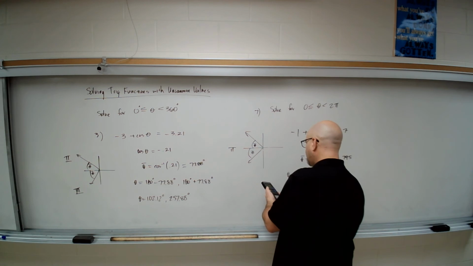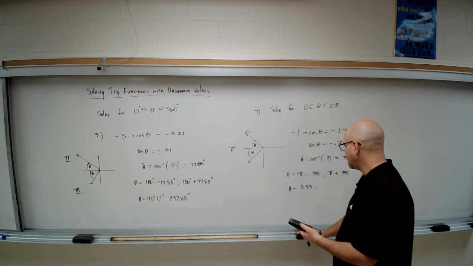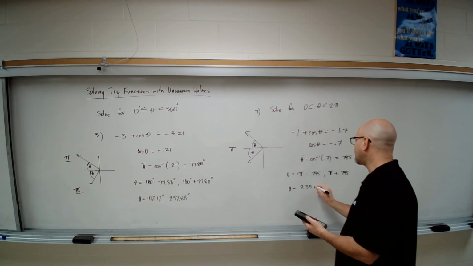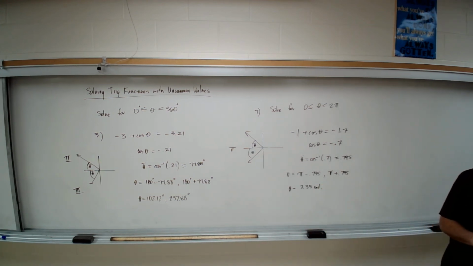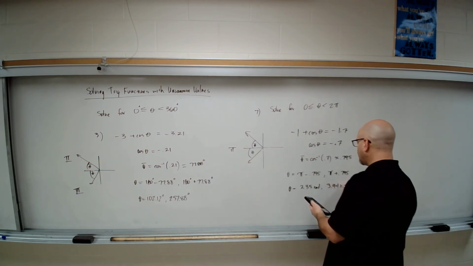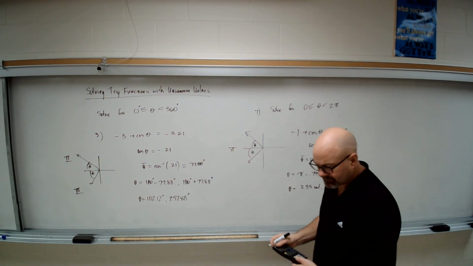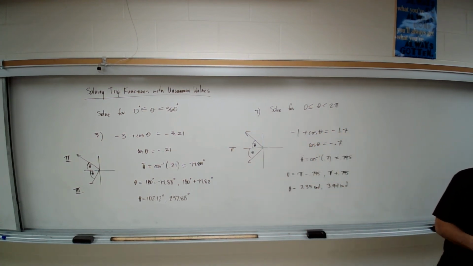So let's see, pi minus 0.795. So that's 2.35 radians. I'll put radians there just to be clear. And then pi plus that is 3.94 radians. So hopefully you see it's the same process, correct? We're just doing radians instead of degrees. So it's just something you want to be aware of.